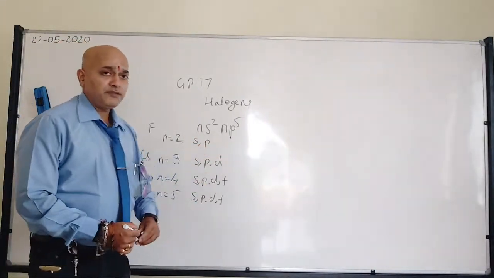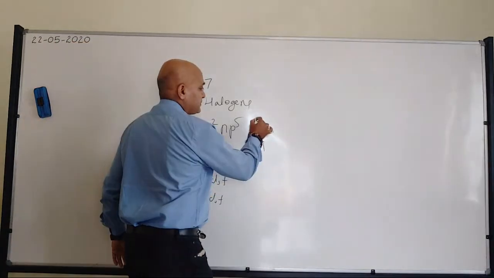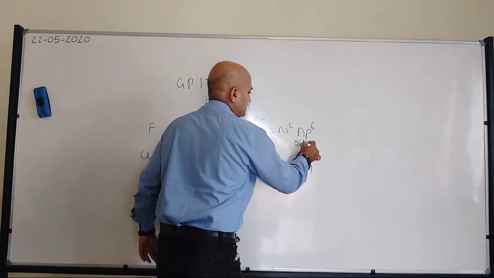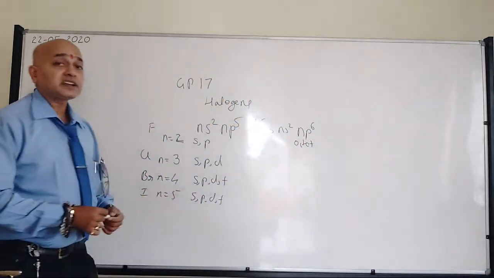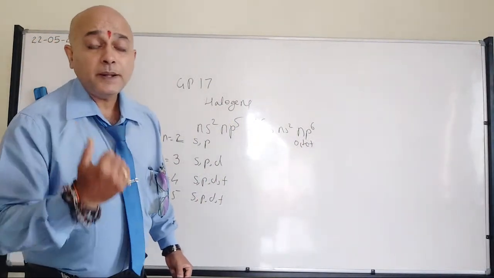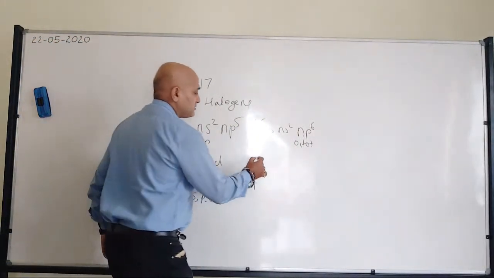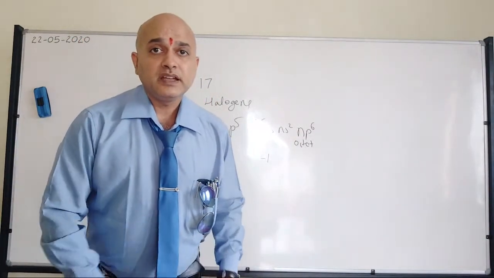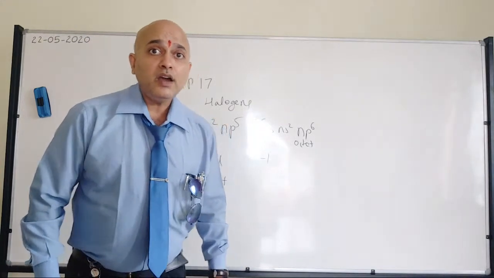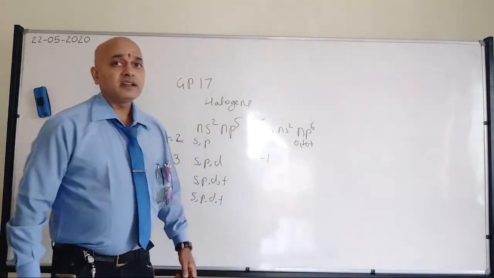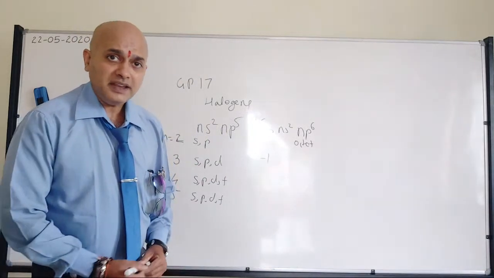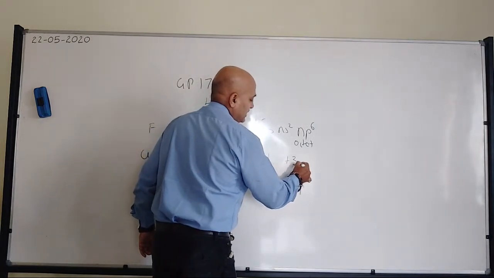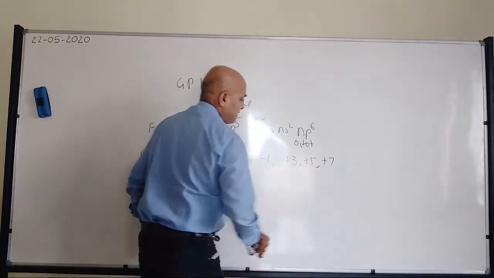Since ns2 np5 is there, to attain ns2 np6, that means the octet state, it requires 1 electron. It can easily take up 1 electron. That's where we have -1 as the common oxidation state. -1 will be the common oxidation state for the halogens. Fine. Now in the same way, we have other oxidation states like +3, +5, +7.